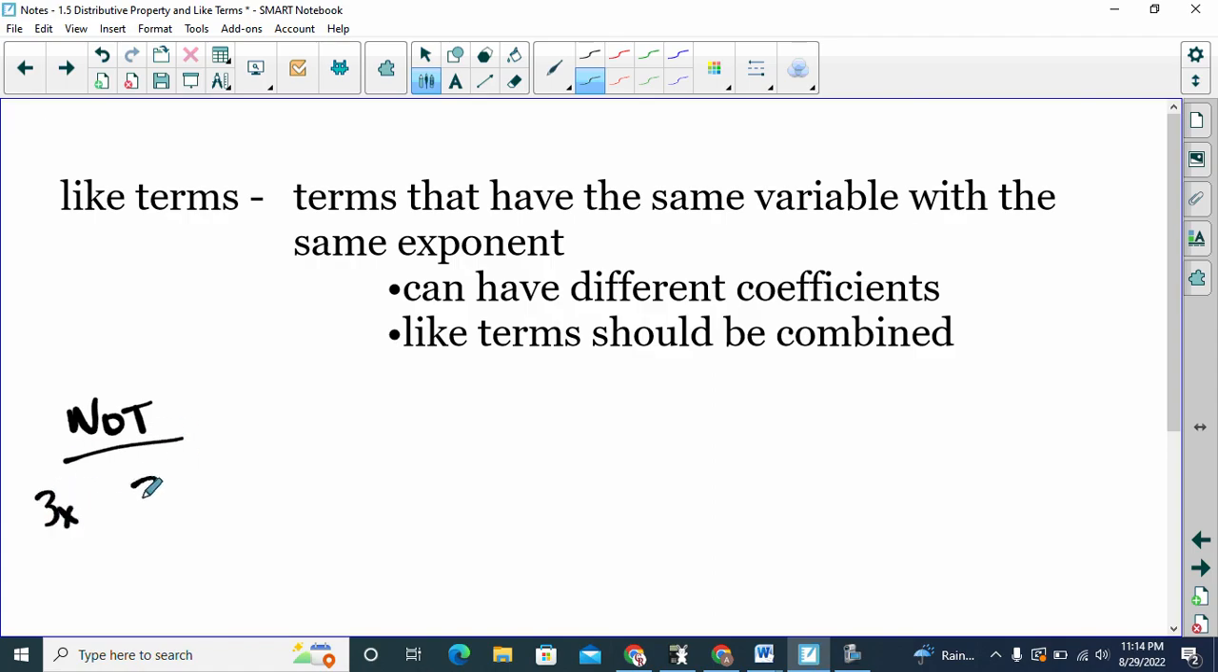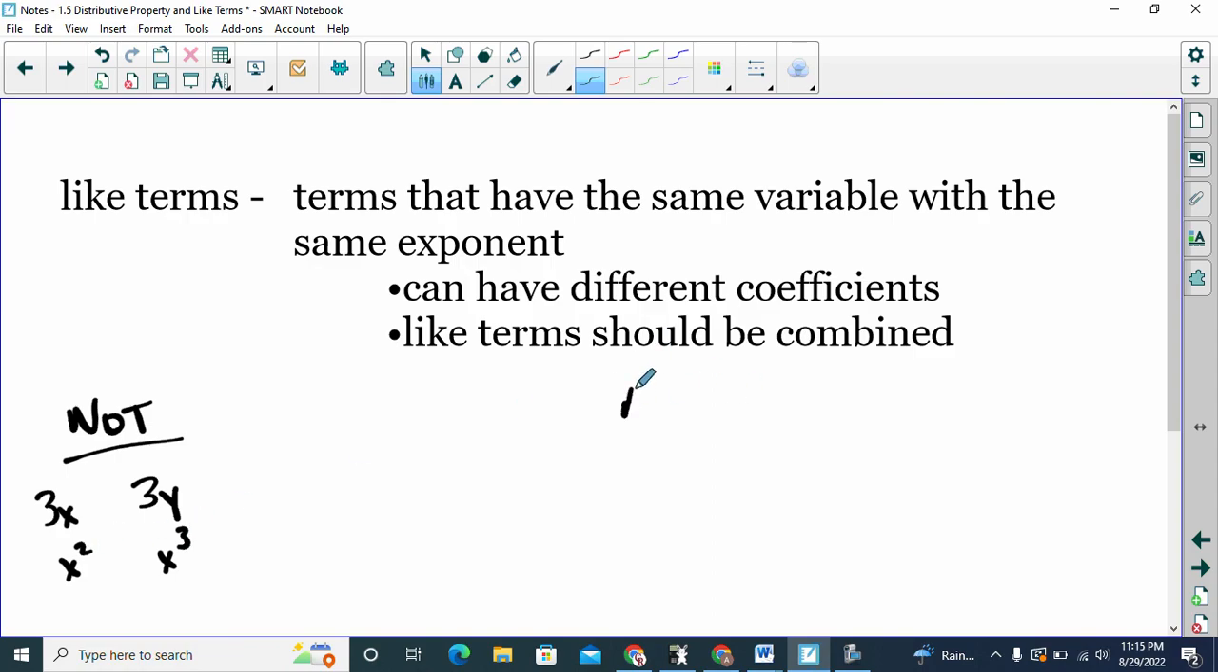3x and 3y. These are not the same variable. X squared and x cubed. Same variable, they're both x, but they have different exponents, right? This one's a 2 and that one's a 3.